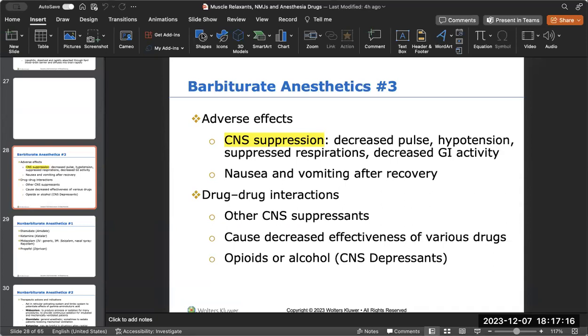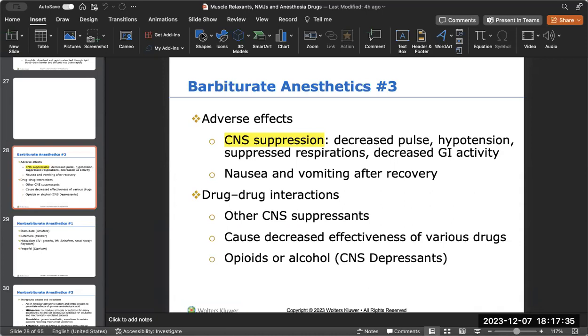Now, nausea and vomiting is something that you might see after recovery. That's why we said adjuncts to surgery or general anesthesia include antiemetics, right? Like Reglan, metoclopramide, things like that. So what are the drug-drug interactions?